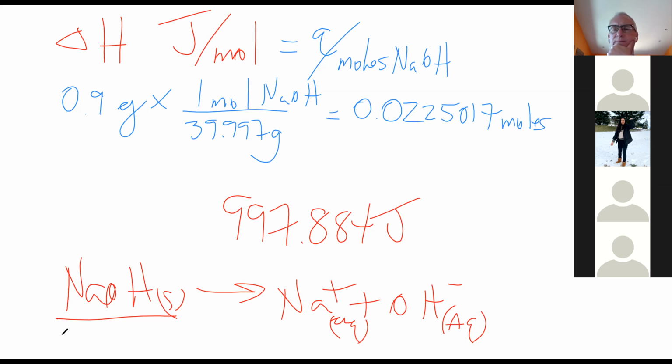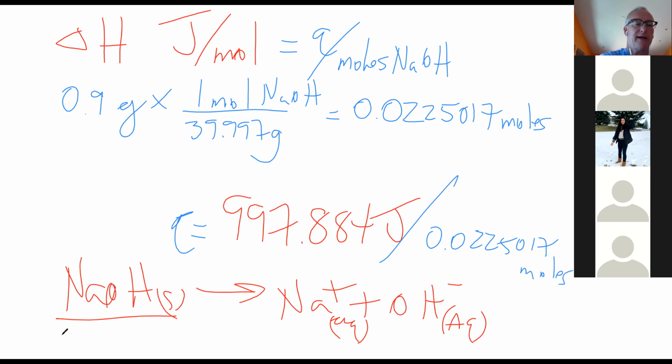997. I divide my Q. Remember, this is Q. Q is equal to 997.884, then yes, I'm going to divide that by 0.0225017, and I'm sure there's another 16 digits, moles. That's going to give me my delta H. So what's my delta H going to be? Delta H reaction.